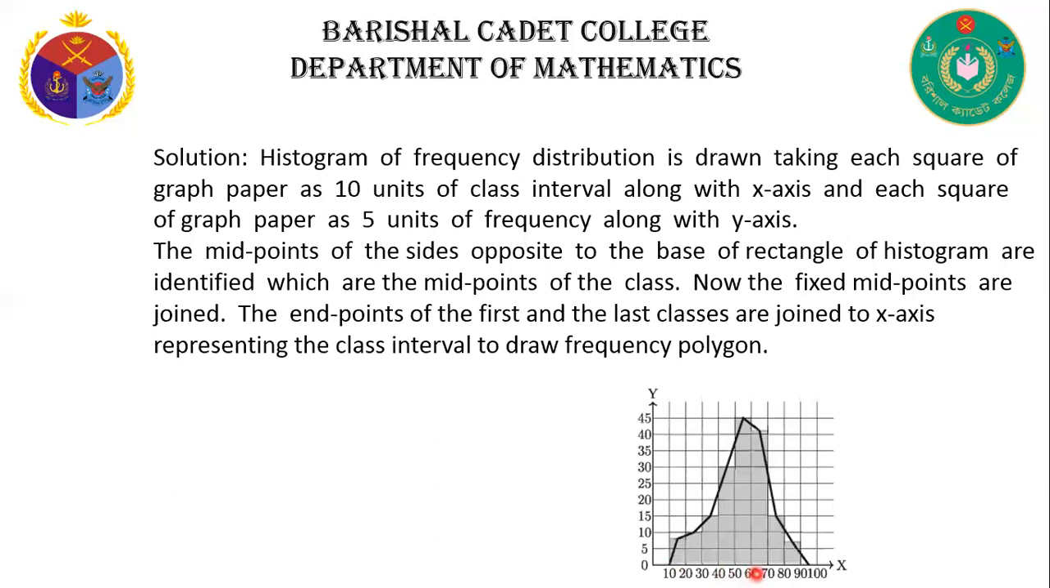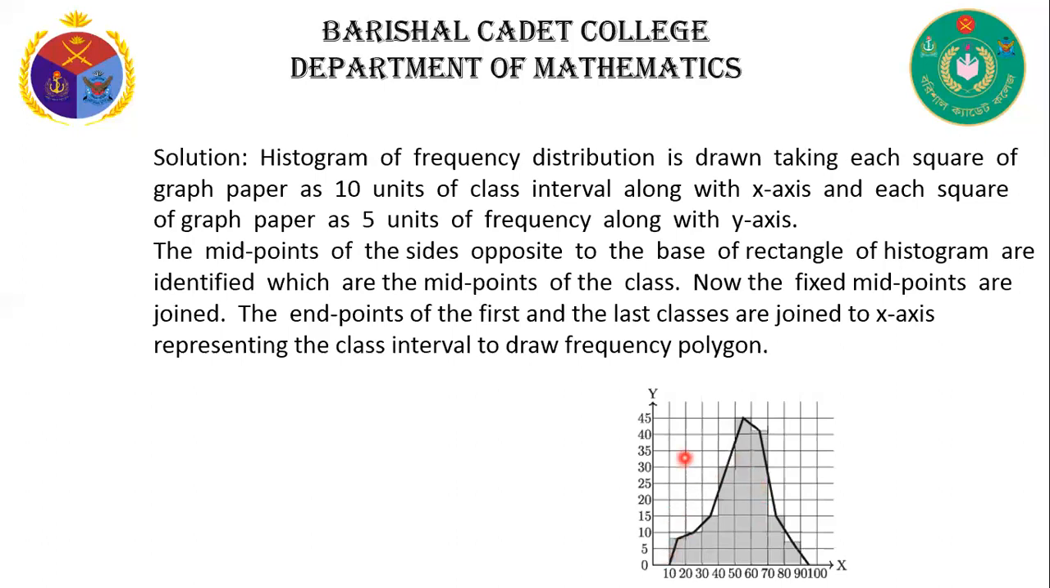This way we can put in the value here, then find the midpoint here. 10 and 20, the midpoint is 15, that means here, and 20 to 30, that means the midpoint is here, and also the midpoint here, and these are the midpoints. Now joining these midpoints, this diagram is called a frequency polygon.